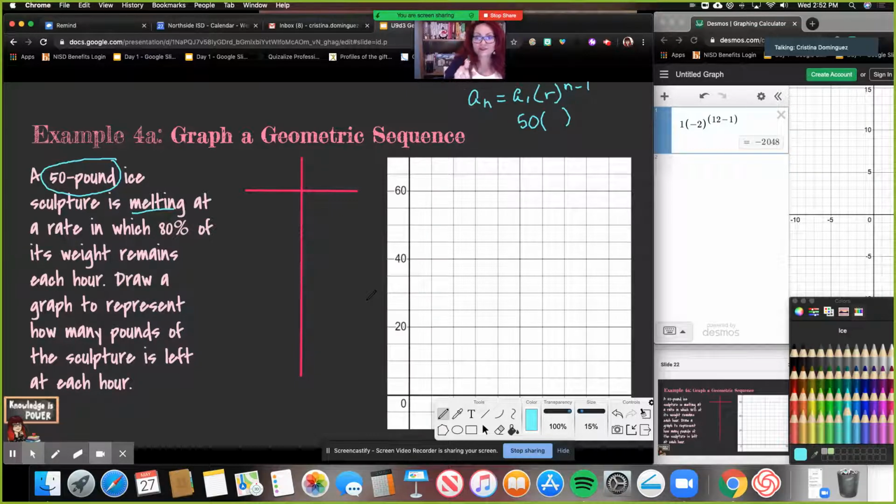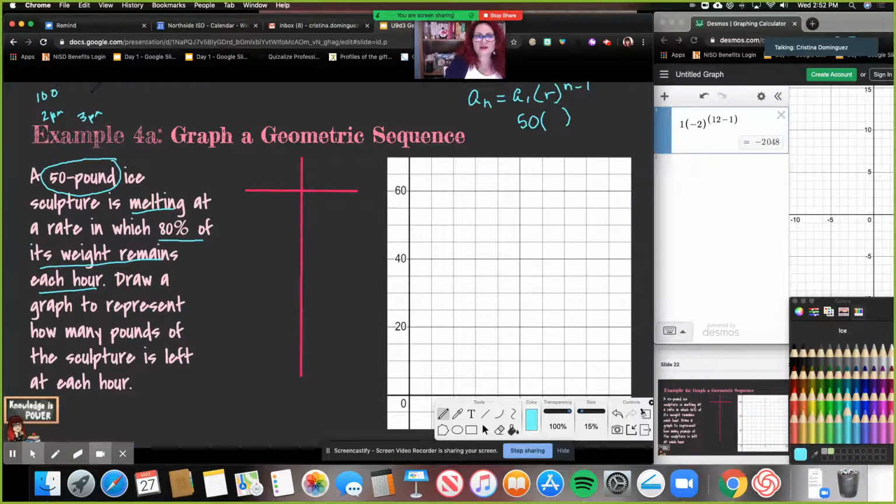Okay, you're onto something with that 20%. It doesn't have the words rate of decay, right? It says it's melting at a rate in which 80% of the weight remains. So let me start off with something really simple. If I had a 100-pound ice sculpture and that's each hour, right? So that was at 2 p.m. So then at 3 p.m., how much of that sculpture would still be there?